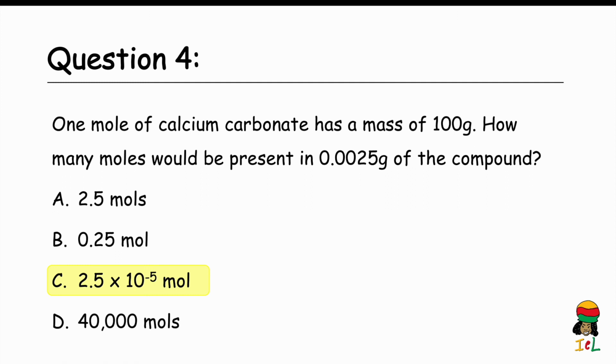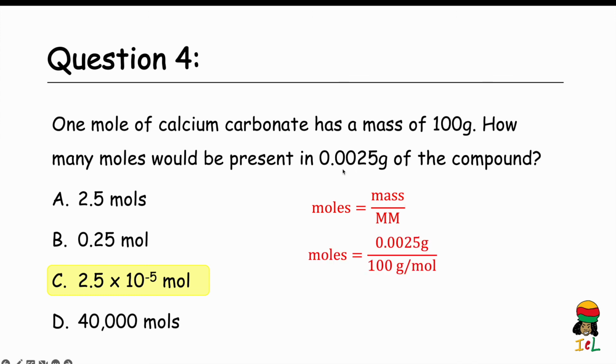How did we arrive at this answer? Moles, as we know, is equal to the mass divided by the molar mass. Therefore, the mass of 0.0025 grams is divided by the mass of 1 mole, which is the molar mass, which is 100 grams per mole. As a result, we have 0.000025 moles, which we will express in standard form as 2.5 times 10 to the negative 5 mole.